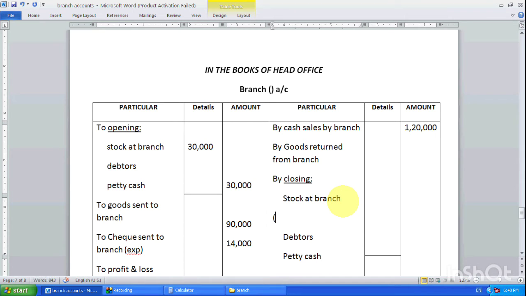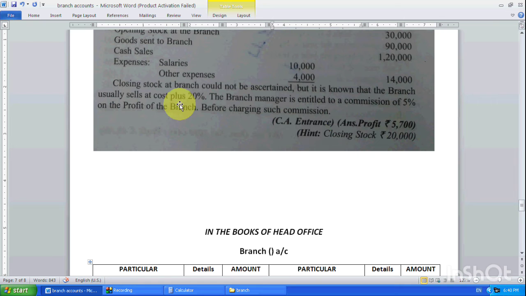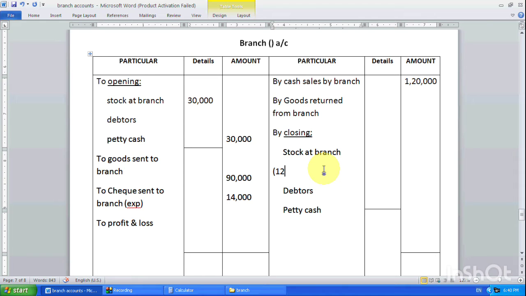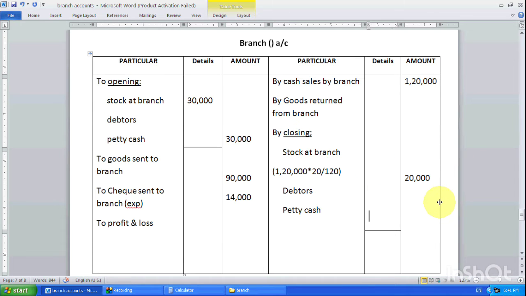The branch usually sells at cost plus 20%. So how much amount do we have? Total sale is 1,20,000 into 20 divided by 120, because cost is 100. For example, cost is 100 means 20 is added, so that's why it is overall 120. So 1,20,000 into 20 divided by 120, so we will get 20,000. Okay, there are no debtors and petty cash closing entries.